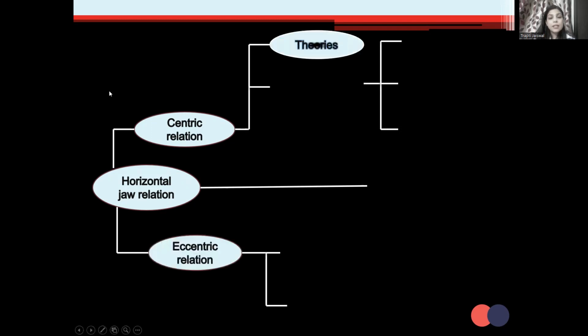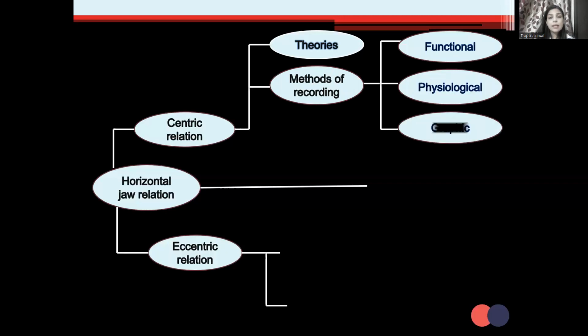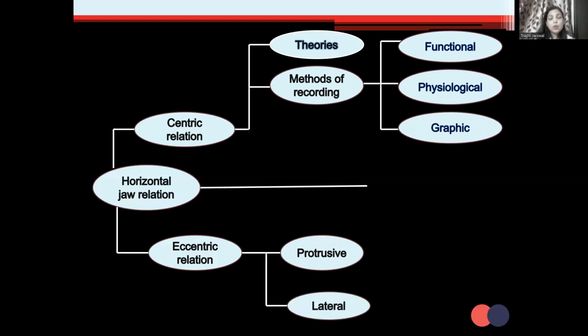Centric and eccentric. And we will discuss the theories of centric relation, and methods of recording centric relation, which are functional, physiological, and graphic methods. And then the eccentric relations are of two types, protrusive and lateral. So horizontal jaw relation is in this. There are two types of horizontal jaw relation, centric and eccentric.